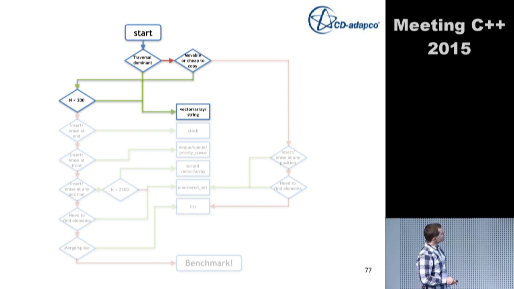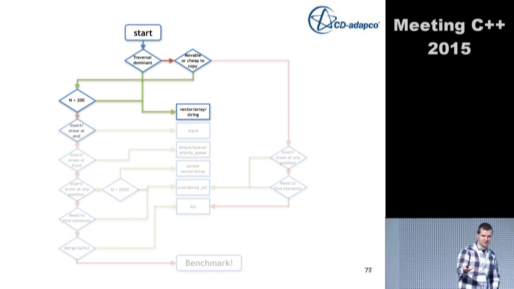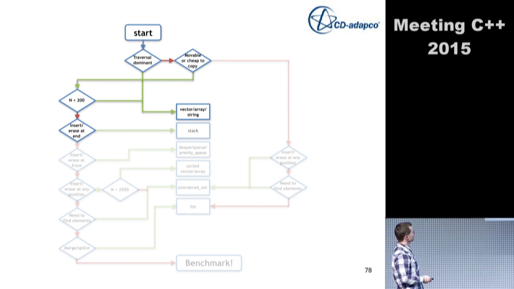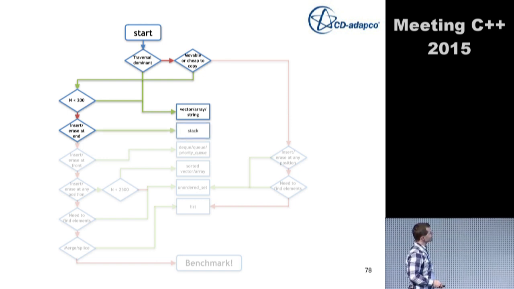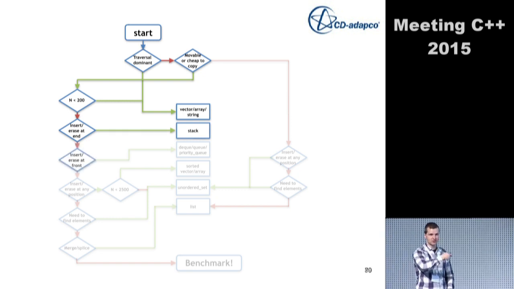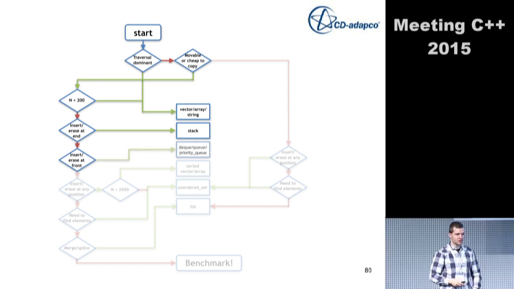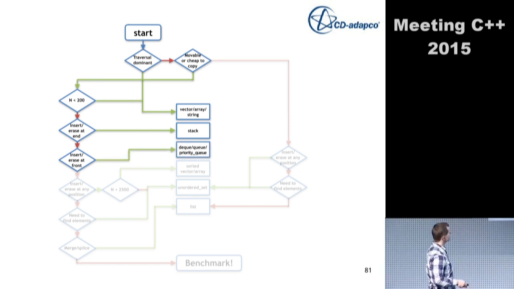If you want to insert or erase at the end, well, basically use a vector, but there's something a little better from a semantical point of view. This is stack. So use stack from an interface point of view. If you want to insert or erase at the front, we just learned to use a double-ended queue, or queue or priority queue if you need an adapter for some reason.